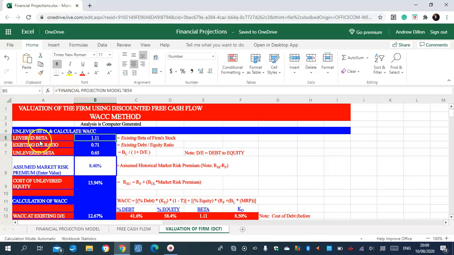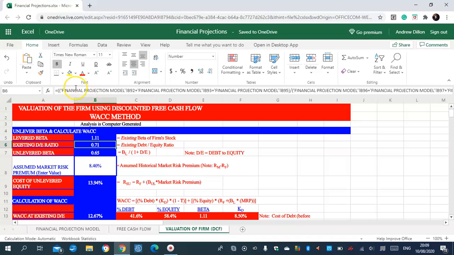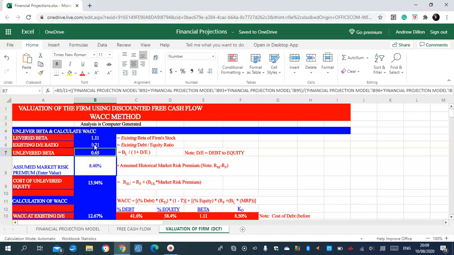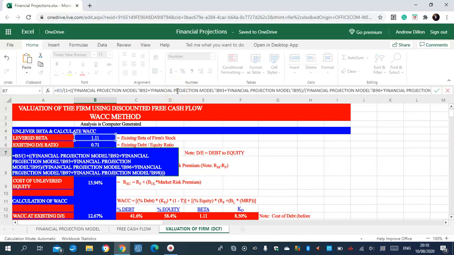So, levered beta equals financial projection model exclamation mark 54. I see, that's where you see why this is too many calculations. Yeah, that's simply how to calculate the existing DE ratio. Unlevered beta. Let me show you the end of that table.